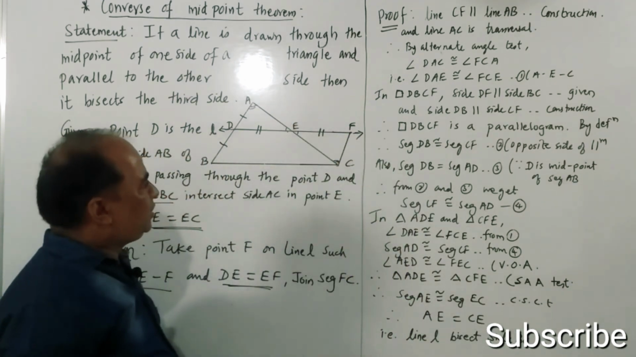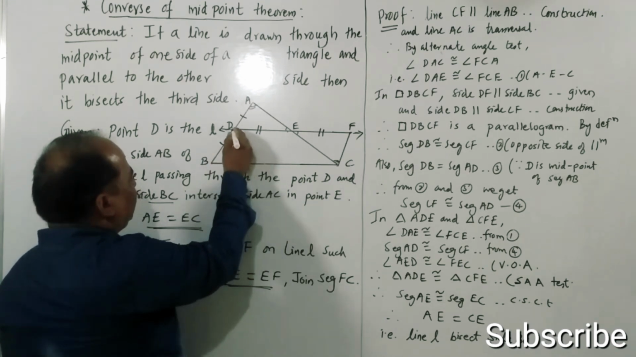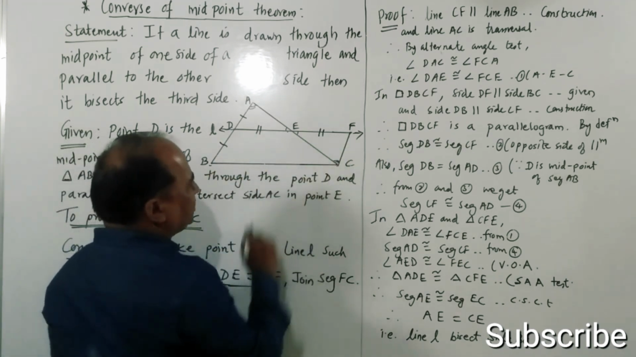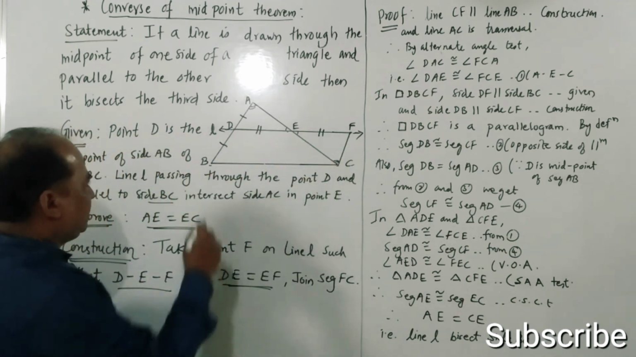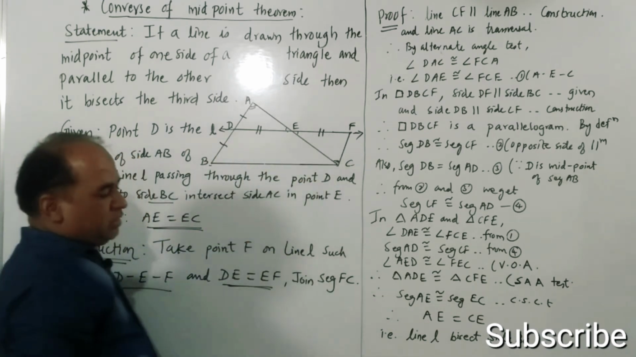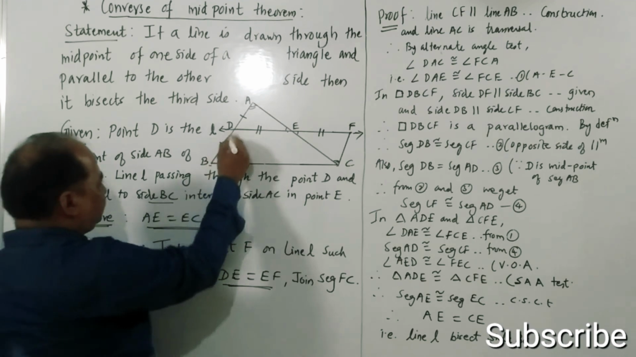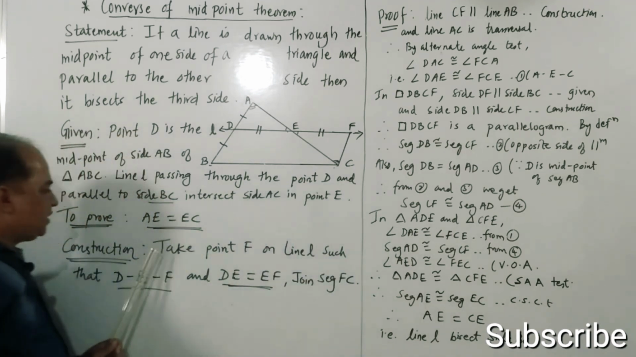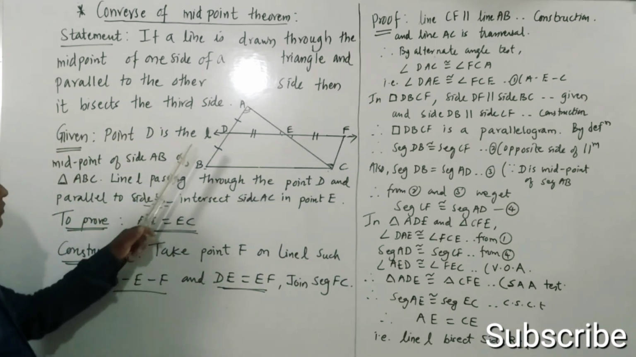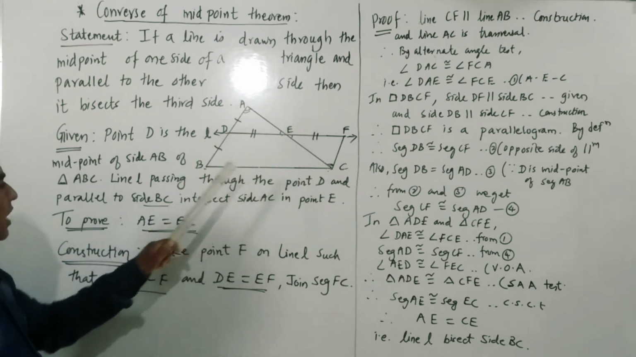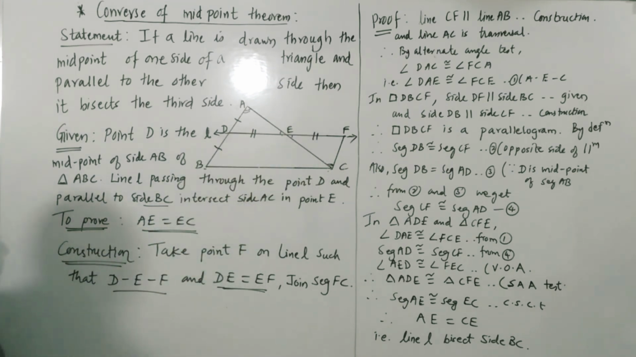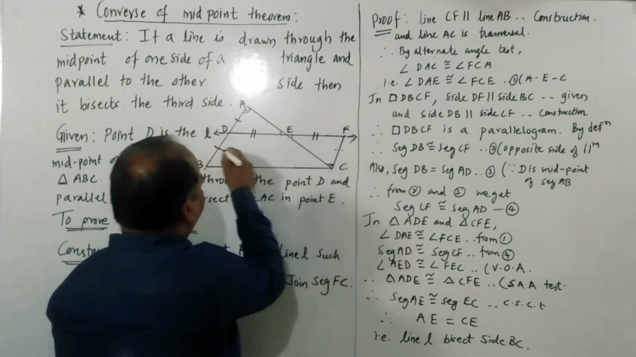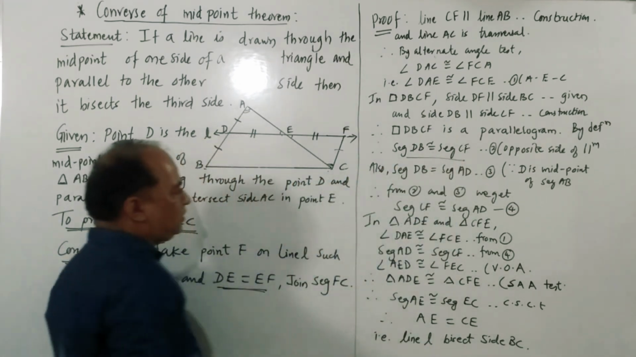Now, let us consider the quadrilateral DBFC. In quadrilateral DBFC, DF is parallel to BC, which is given, and side BD is parallel to CF by construction. Therefore, quadrilateral DBCF is a parallelogram. By the definition of a parallelogram, the opposite sides are congruent. Therefore, DB is congruent to CF. That is statement number 2.